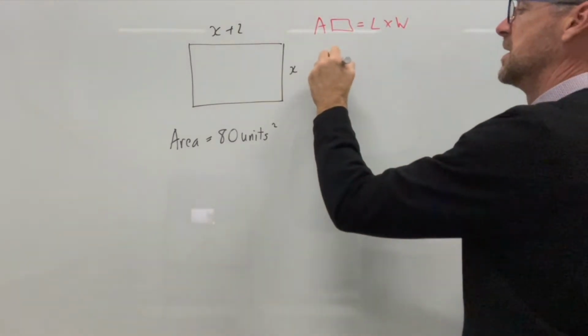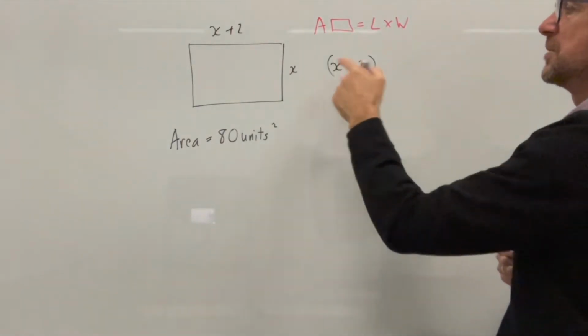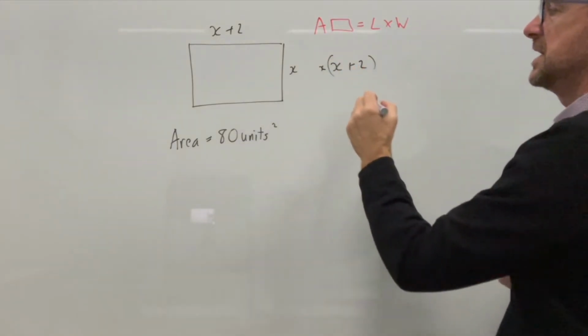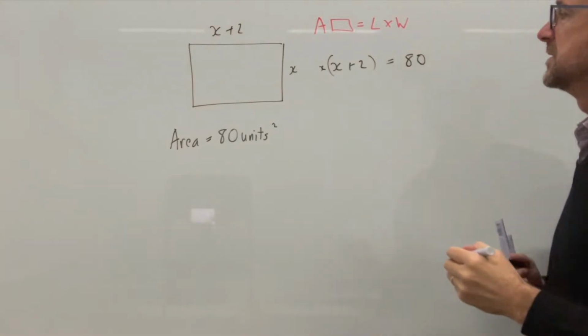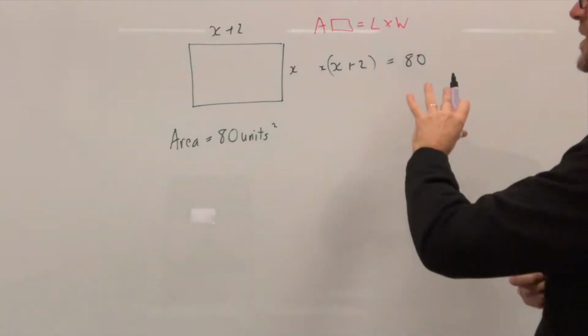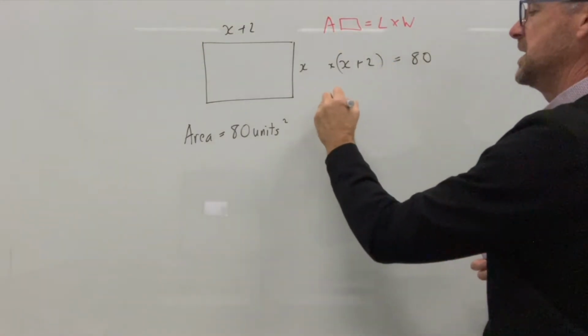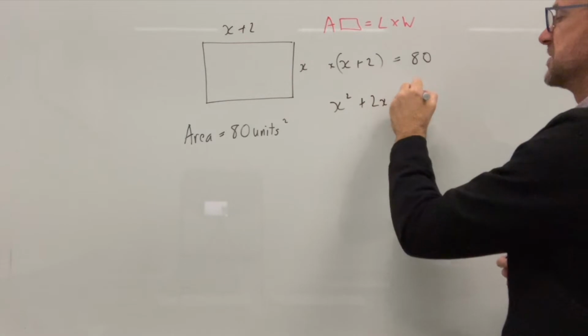So we have (x + 2) in brackets, and it's going to be multiplied by x. So we can put the x out the front here, and that's all going to be equal to 80. Okay. At that point, we then want to expand our bracket here, so that becomes x squared plus 2x equals 80.